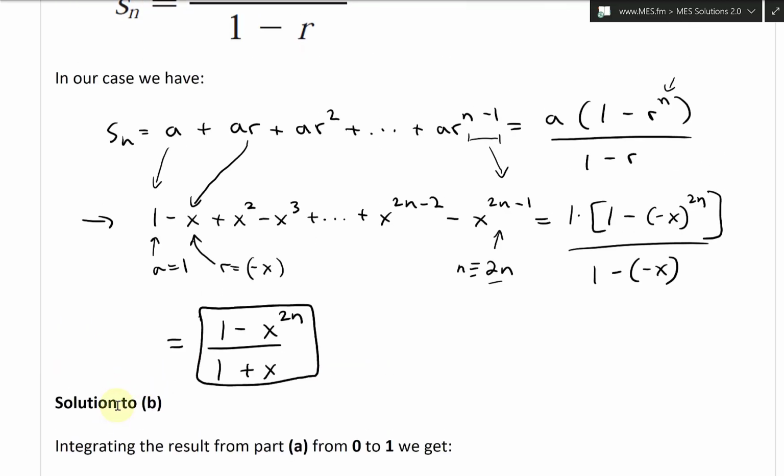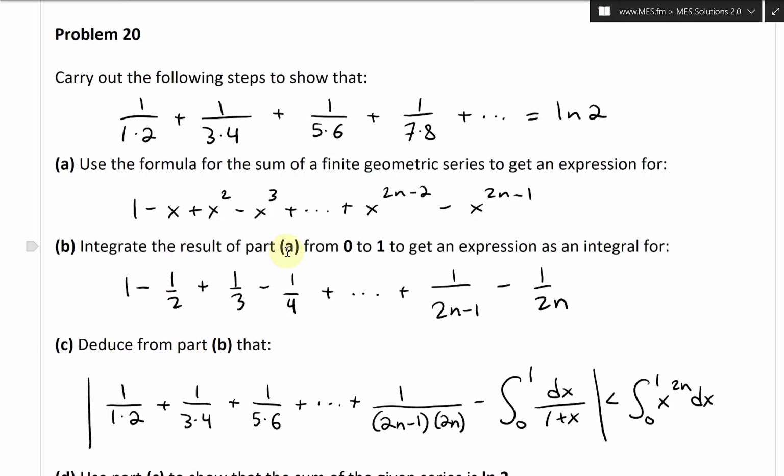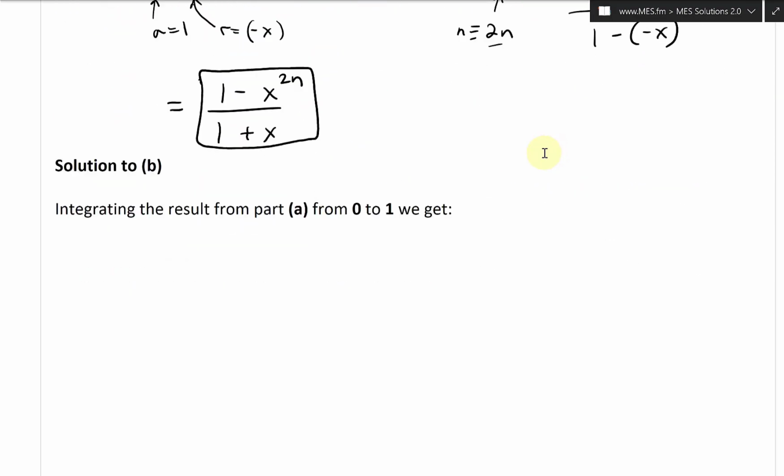Alright, so now let's take a look at the solution to part B. Part B says integrate the result of part A, so this one here, from 0 to 1 to get an expression as an integral for this setup here. Which is 1 minus 1/2 plus 1/3 plus 1/4 plus ... 1 over 2n minus 1, and then minus 1 over 2n. So integrating is the solution to B.